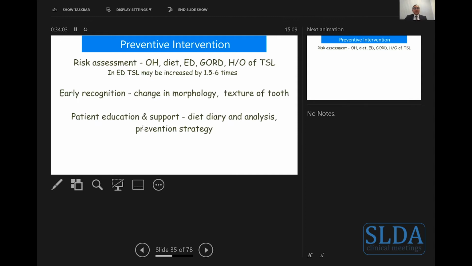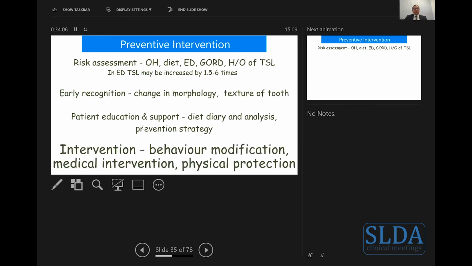And early recognition is important. Even the slightest change in the appearance of the shape or form or the morphology or even the texture of the tooth is enough for us to put preventive strategies in place and ensure monitoring is in place as well. So behavior modification is important as well. And I tell my students that behavior modification or oral hygiene instructions or plaque control instructions are not a one-time event, but an ongoing thing, at every appointment.